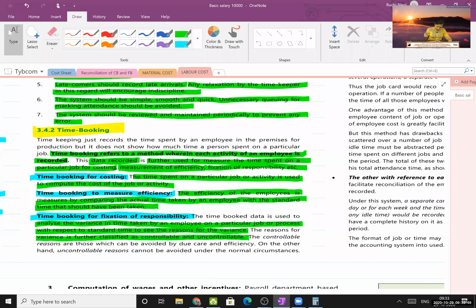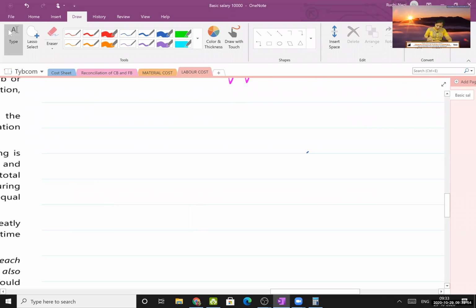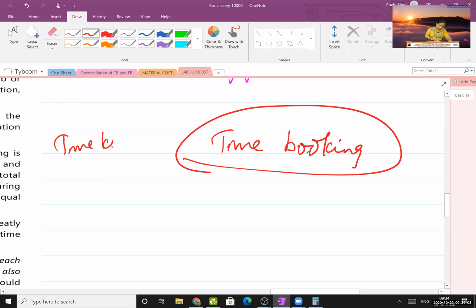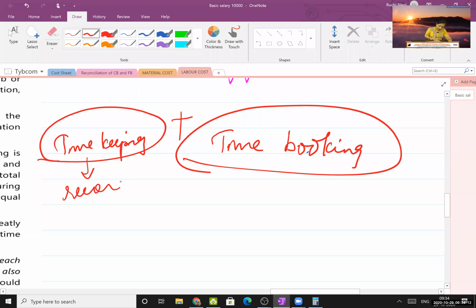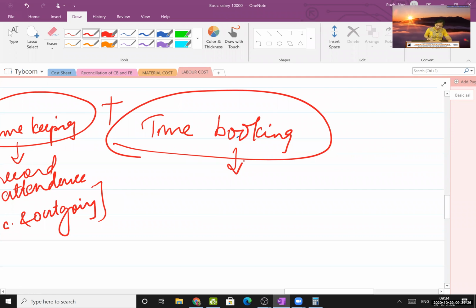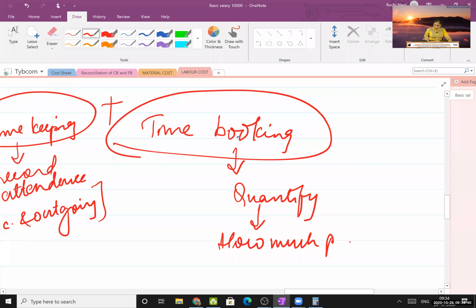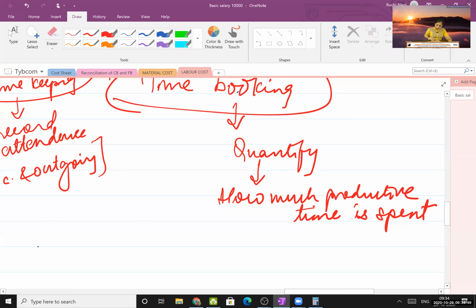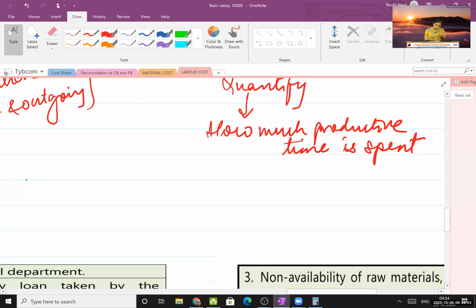It is talking about first costing, then efficiency. So in the timekeeping method, what are you doing? Actually, both are implemented. So in this, you only record attendance, and their incoming time and outgoing time. Okay. And in time booking, you actually quantify whatever time they have spent with the organization, how productive it is. How productive the time is, how will you come to know? Now listen carefully.